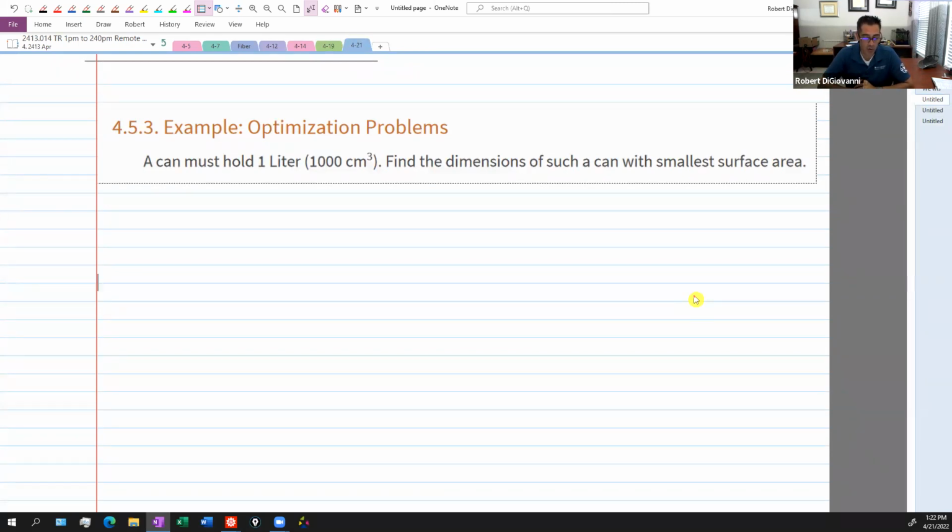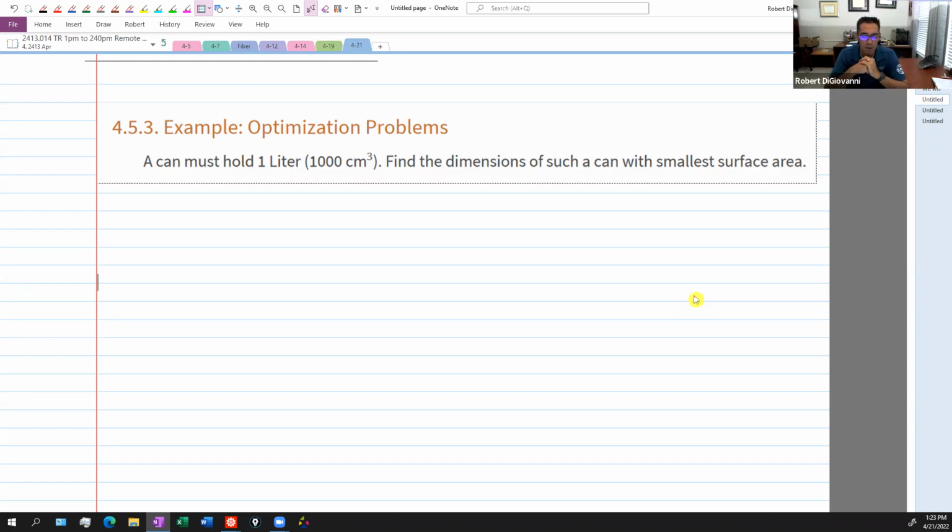A can must hold 1 liter. Find the dimensions of such a can with the smallest surface area. Now, when I say can, I mean like an aluminum cylinder, like a cylindrical can. All right. And we're not going to think about modern day aluminum cans, which are not perfect cylinders, right? Cans are kind of complicated, aren't they? I have a can here. Don't cans have a little indentation on the bottom, right? And they're not perfect cylinders. For this problem, we're going to act like it's a perfect cylinder.